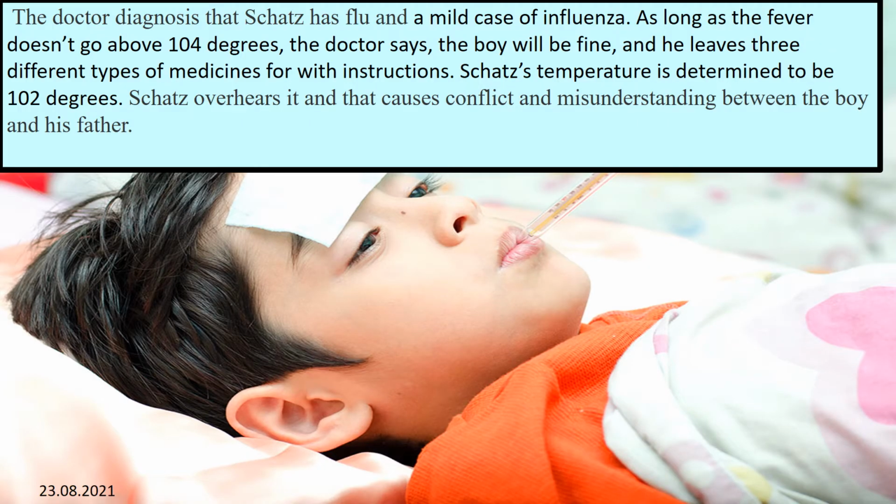Schatz is a 9-year-old boy who becomes sick one winter night. A doctor is called. The doctor diagnoses that Schatz has flu, a mild case of influenza. As long as the fever doesn't go above 104 degrees, the doctor says the boy will be fine. He leaves three different types of medicine with instructions for giving them. One was to bring down the fever, another a purgative, the third to overcome an acid condition. Schatz overhears it, and that causes conflict and misunderstanding between the boy and his father. But actually Schatz's temperature is only 102 degrees.